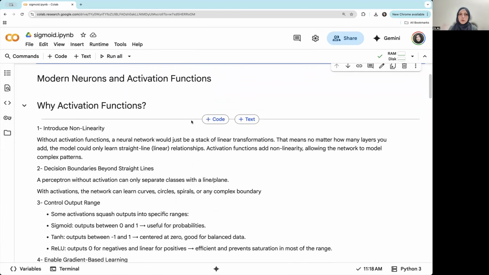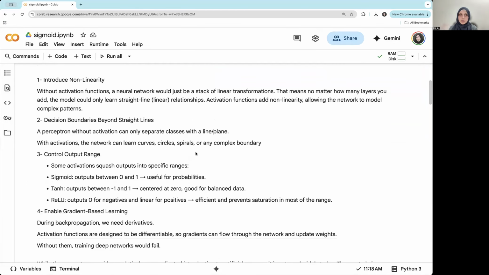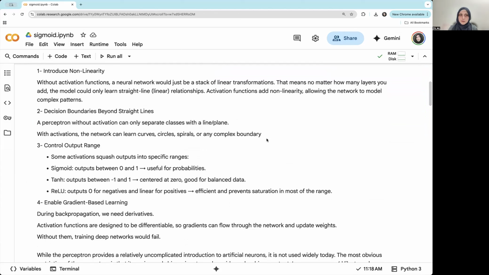First of all, why do we need activation functions? To introduce nonlinearity. Without activation functions, a neural network could just be a stack of linear transformations. That means no matter how many layers you add to the model, it could only learn a straight line. Activation functions add nonlinearity, allowing the network to model complex patterns.